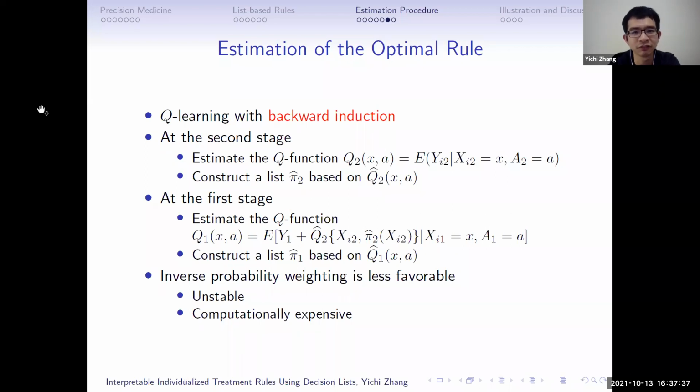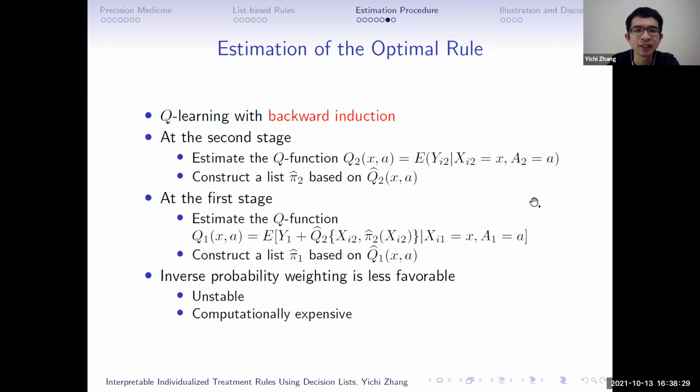This is known as dynamic programming with backward induction. In the second stage, we have all the information available, so we treat it as a single-stage study and estimate the rule. Moving to the first stage, what we need to do is estimate the Q function. This Q function for the first stage is the expected outcome that we will achieve if in the future stage, that is in the second stage, we follow the best treatment, conditional on the patient covariates at the first stage and also the treatment at the first stage. And then we will use this Q function to build a list for the first stage.